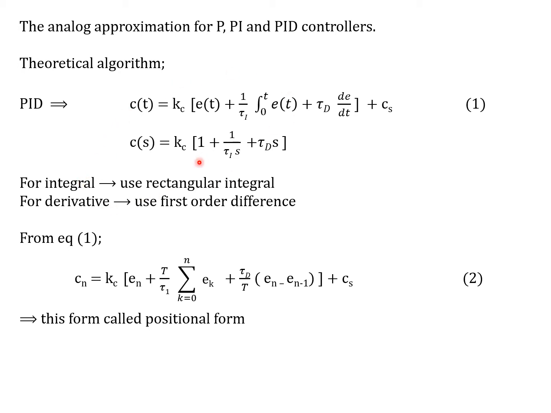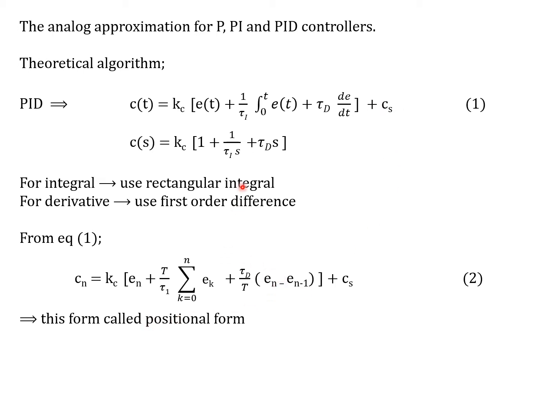So for the integral, we discretize using the rectangular integral method. You've seen it before, maybe in your mathematics class. For the derivative, we use the first order difference method. So when we discretize them, we get the En plus the rectangular integral, so we get the sampling time T over tau 1, summation e to k. We discretize the derivative using first order difference, we just get T over T, En minus En minus 1, plus the constant value or the nominal value. And this is called the positional form.